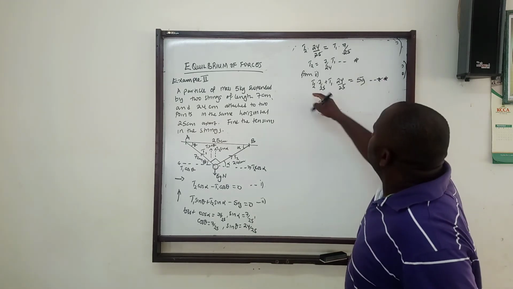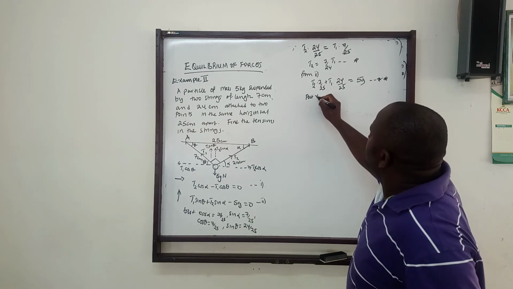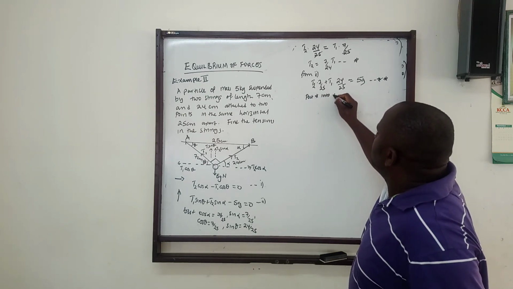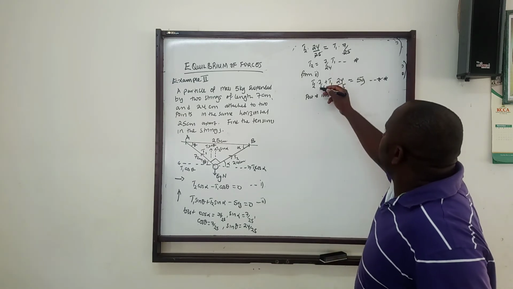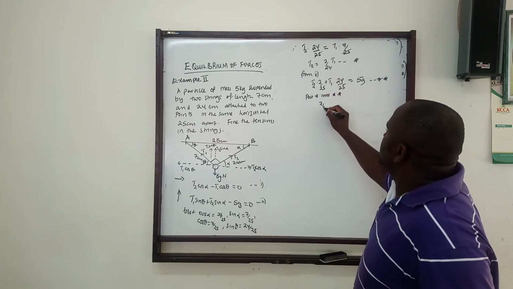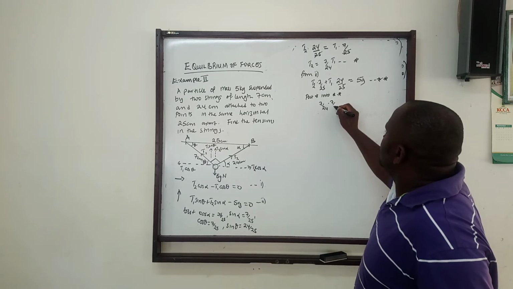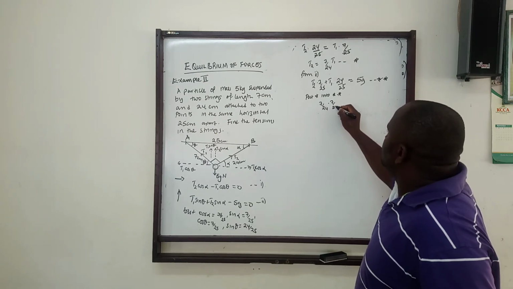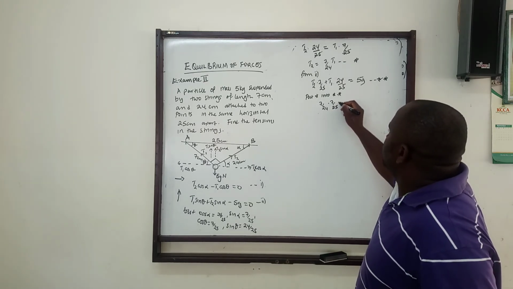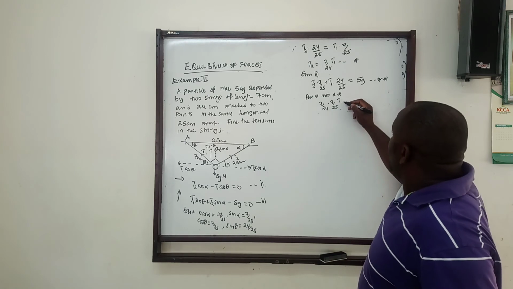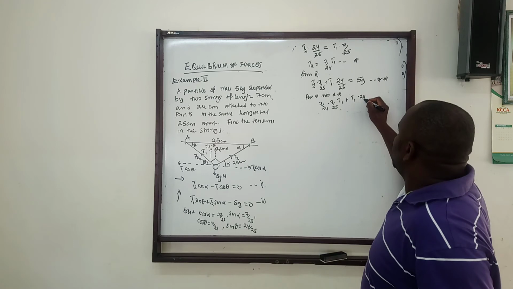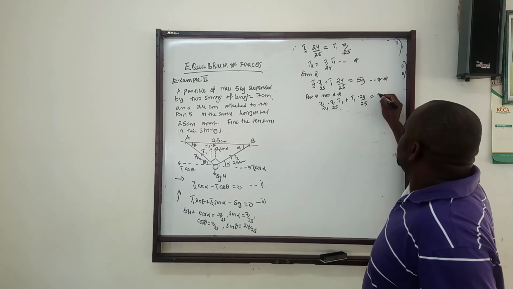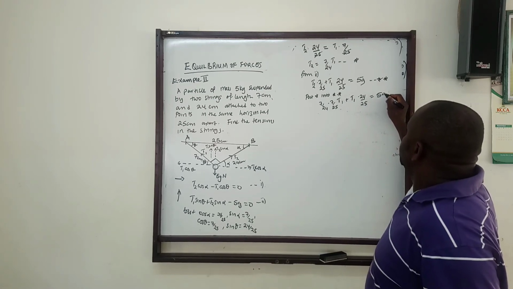So put star 1 into star 2. We shall have, when we put T2 here, we shall have 7 out of 24 times 7 out of 25 T1 plus T1 times 24 out of 25 is equal to 5g.